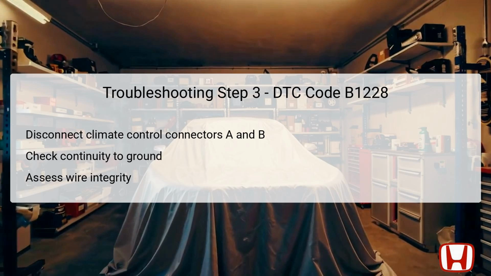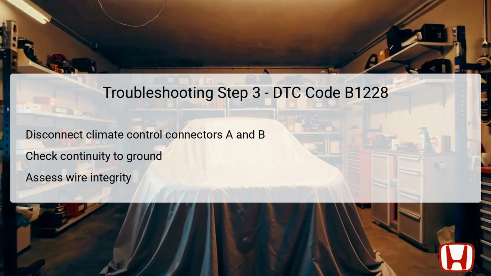Utilize a multimeter to check for continuity between climate control unit connector A, terminal number 24, and the body ground. Establishing continuity will confirm that the grounding is intact and there is no short circuit with the vehicle's body. This step directly addresses potential wiring issues contributing to the DTC B1228.